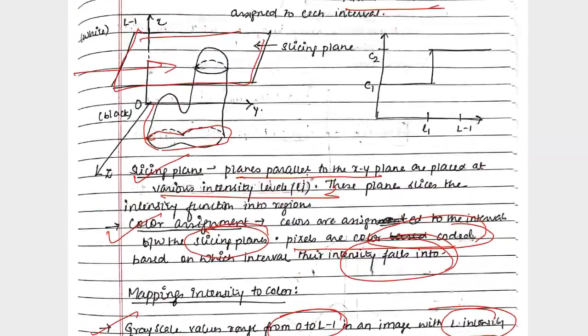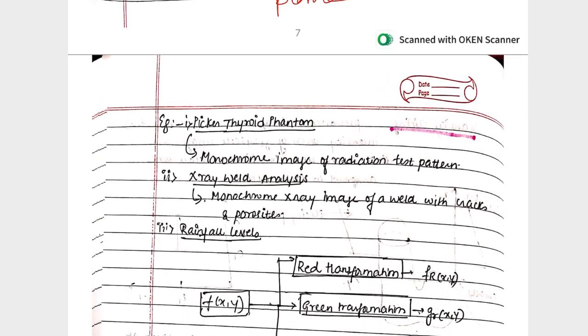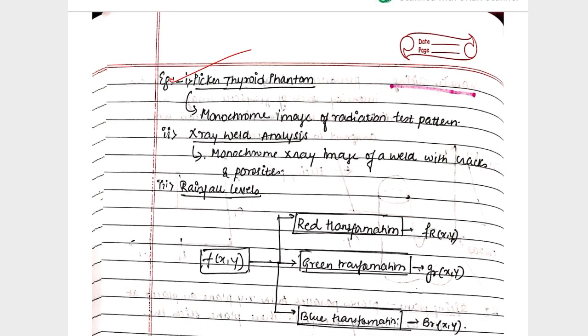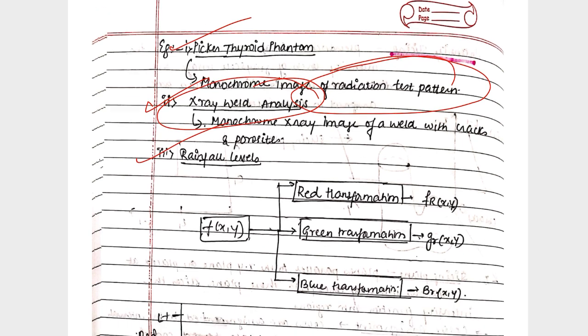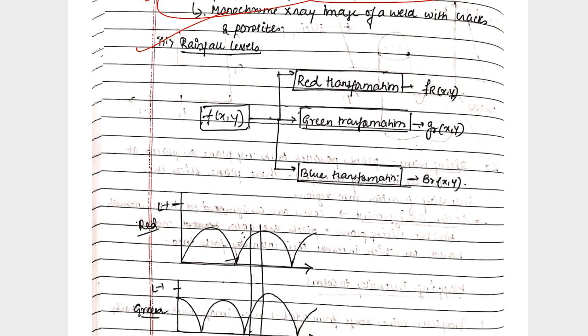Intensity slicing is used in, first, the picoammeter phantom, which is a monochrome image of radiation of a particular test pattern you are checking; X-ray weld analysis, again in medical fields; and also rainfall levels. For example, in a region, you can see the concentration of rainfall. Some regions have high rainfall, some may have low rainfall, so you test for that. This is the diagram for this.